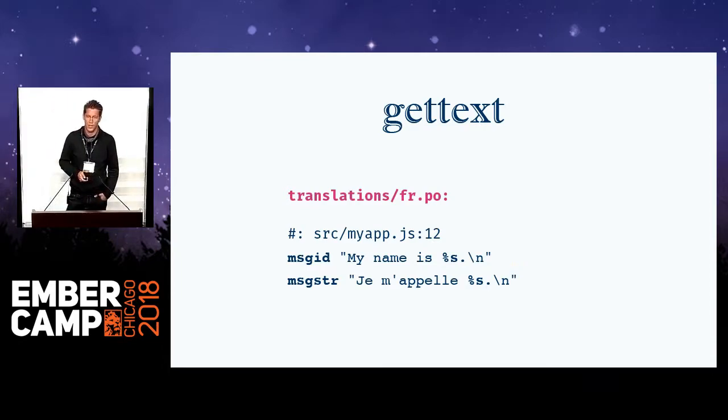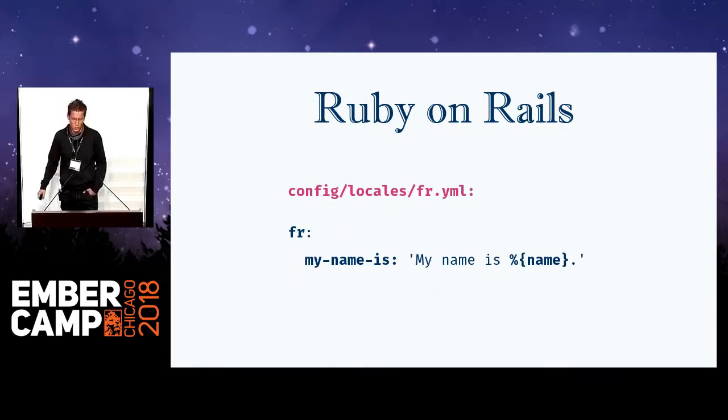So that's a problem. Another system that uses localization and internationalization is Ruby on Rails. They solve this quite easily by using named placeholders. So in this example, you can see there is the % sign and then the curlies with name in it.